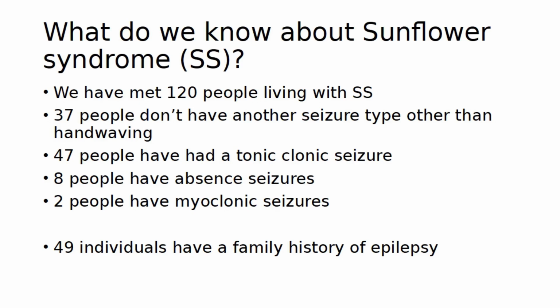We found that 37 people that we've met only have the hand-waving seizures, whereas there are 47 people we've met who also have had a tonic-clonic seizure in their lifetime. There are 8 people who have had an absence seizure in addition to their hand-waving seizures, and 2 people have had myoclonic seizures. And there are 49 individuals who have a family member with a history of epilepsy. We're still trying to figure out if there are any patterns in any of this.